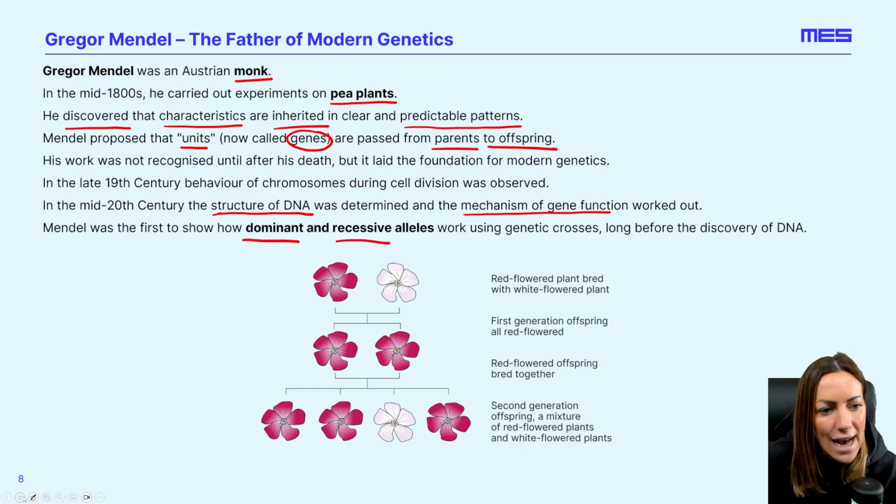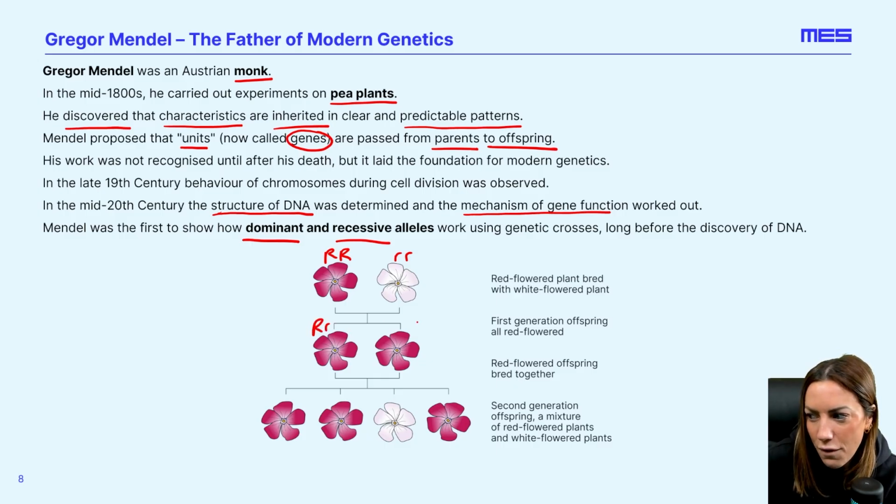So let's have a look at an example. And kind of everybody needs to know this, whether you're combined or separate science. So he was crossing plants. Now imagine you're crossing a pure breeding red plant, so a homozygous red plant, with a purebred white plant, so a homozygous white plant. He noticed that all of the offspring were red.